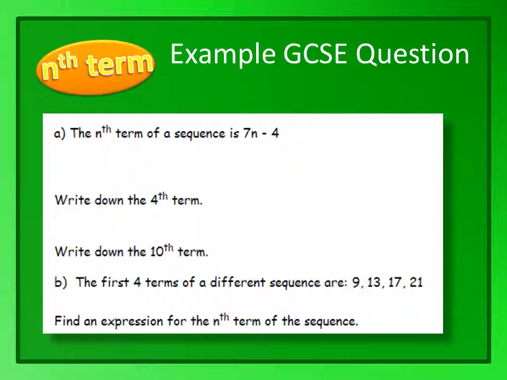Well, this is like what we've just done, isn't it? We just need to say n is equal to 4. So I'm going to have to do 7 times 4, which is 28. Then I'll subtract 4 from that. 24 will be my answer for that first part.